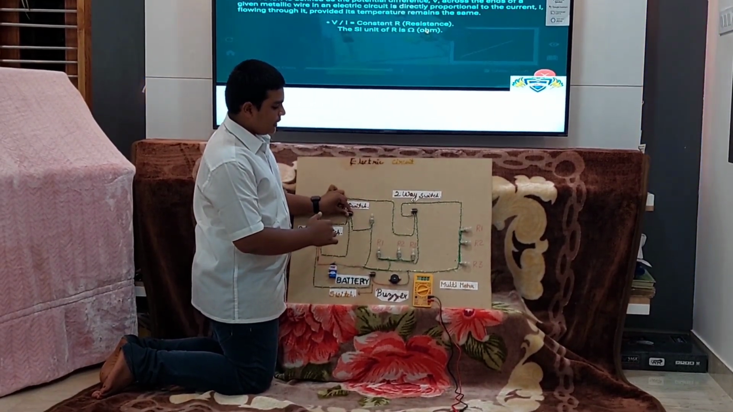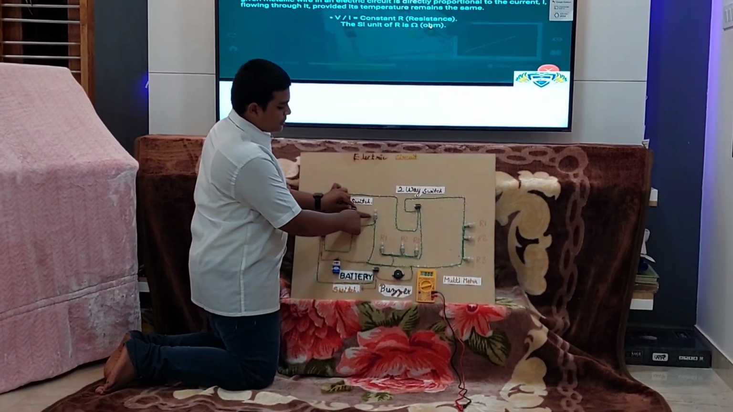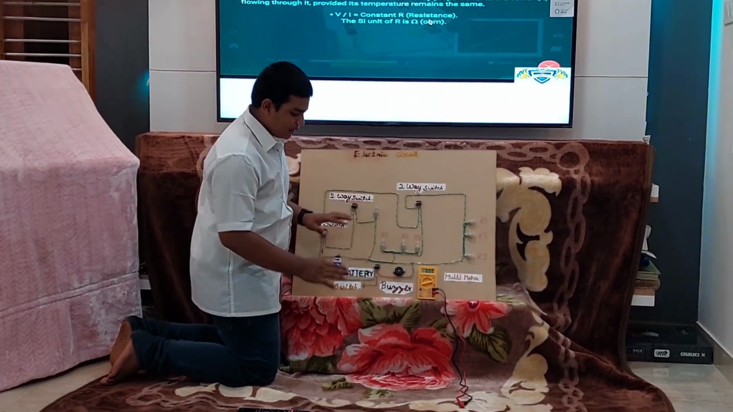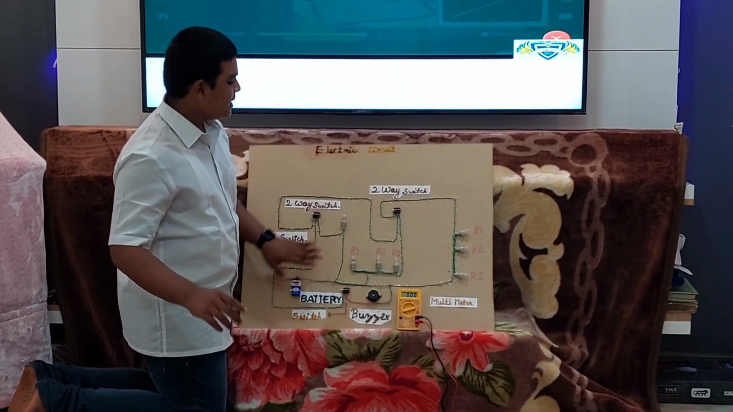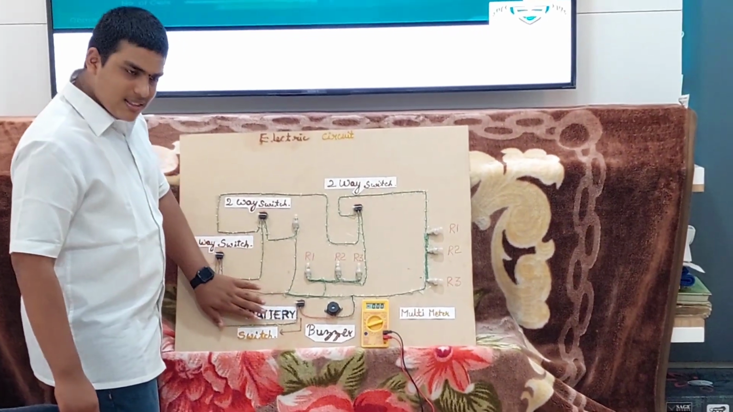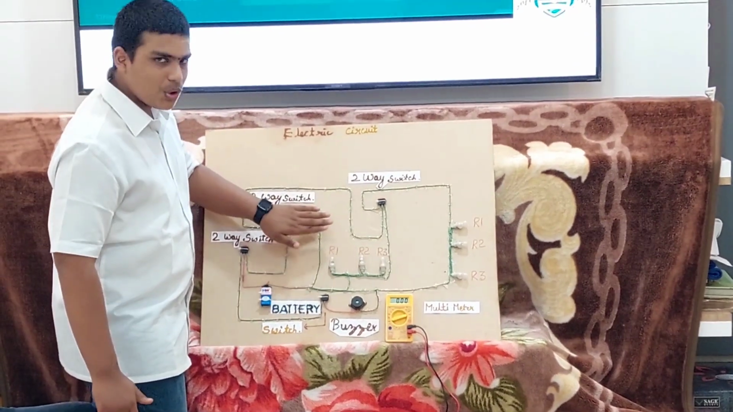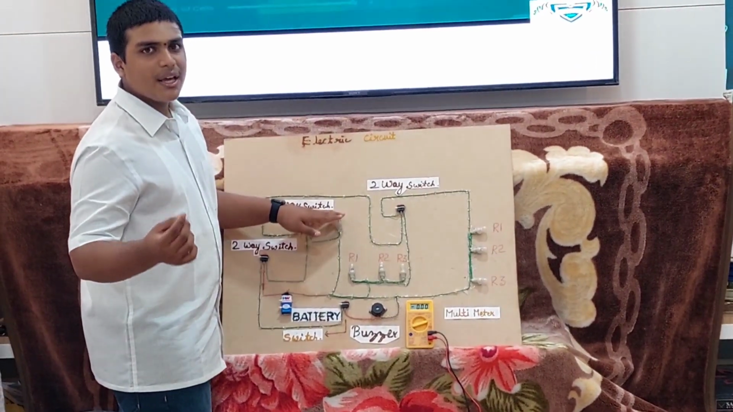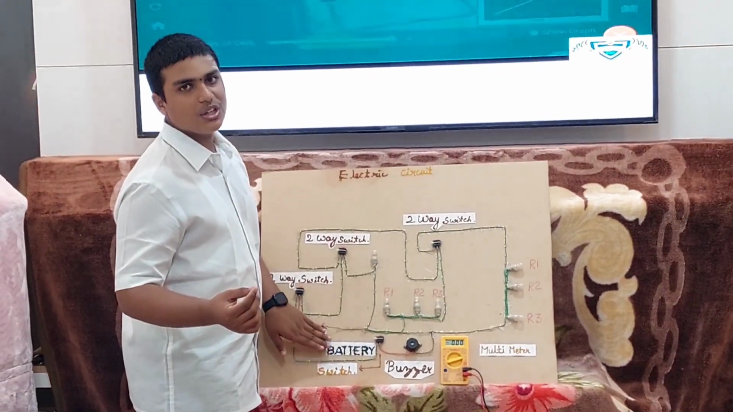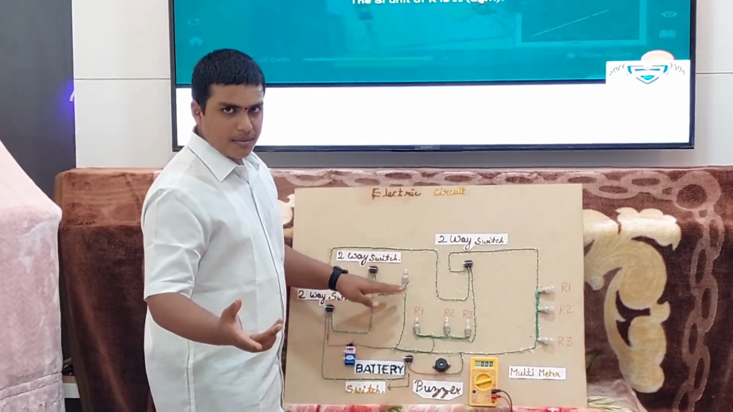You may see it's blinking. You are seeing, no? It's blinking. Let me say why. The battery consists of 9 volts. The LED light consists of 3 volts. All this 9 volts power gets into the 3 volts. So this 3 volt LED light cannot take 9 volts of current. So it has been burned.